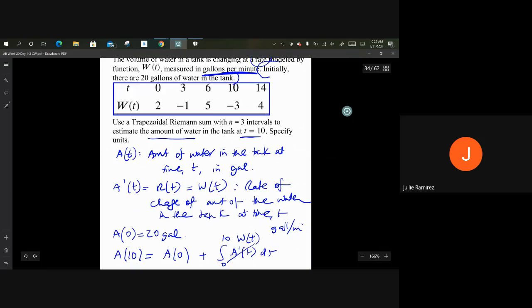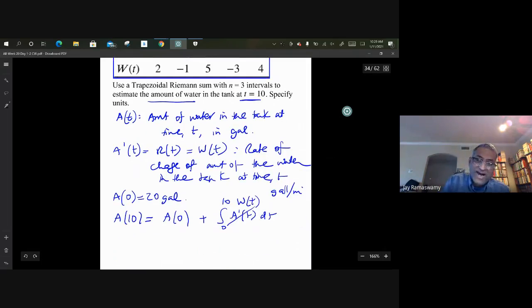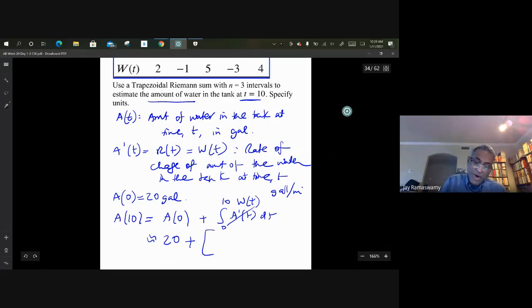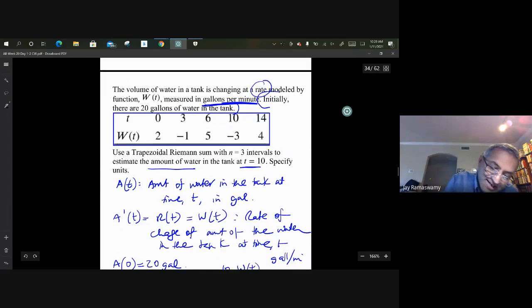Yes, correct? So, guys, I'm going to say something profound. Think about it and say, oh, I get it. At this stage, I'm going to use the Riemann sum. It says using a trapezoidal Riemann sum. Because I'm getting ready to use a Riemann sum, I write approximately. A of 0 is given to be 20, plus. We're going only from 0 to 10, guys.